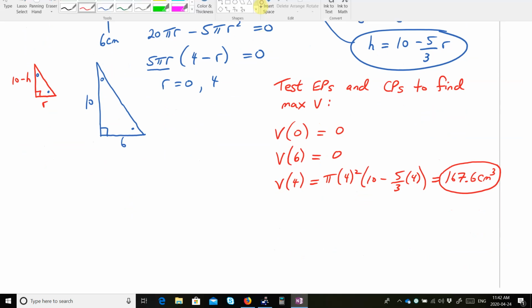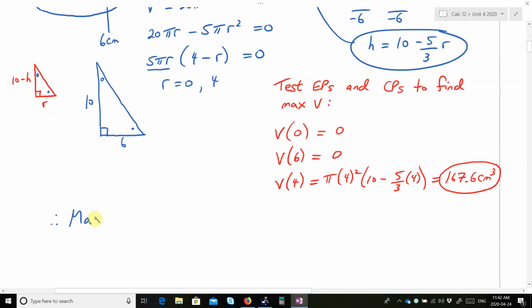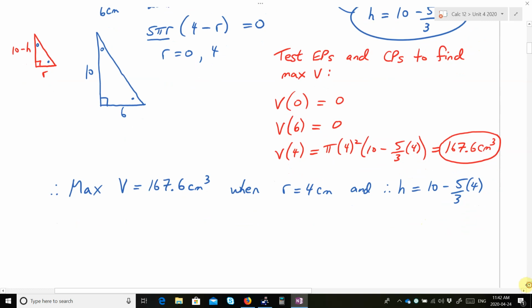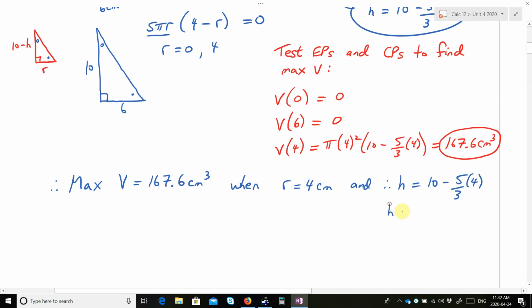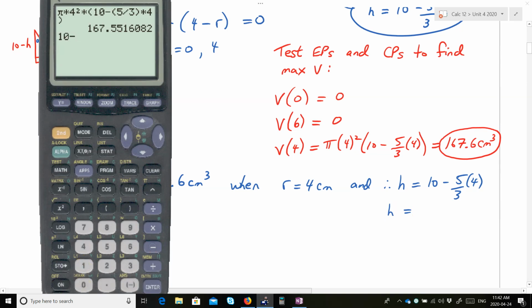And we can say, therefore, max V equals 167.6 centimeters cubed when R is equal to 4 centimeters, and therefore H is equal to 10 minus 5/3 times that 4. I'm just using this formula right here to get the height. Minus 5/3 times 4 gives that, and we'll go math and we'll fraction that, 10 over 3.